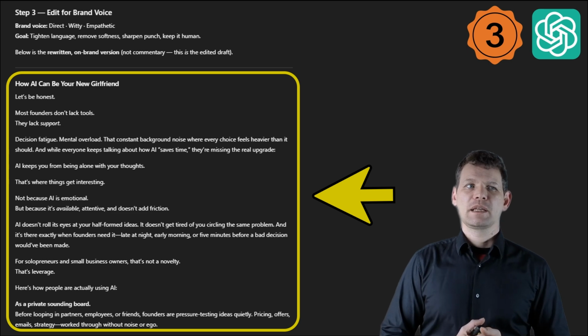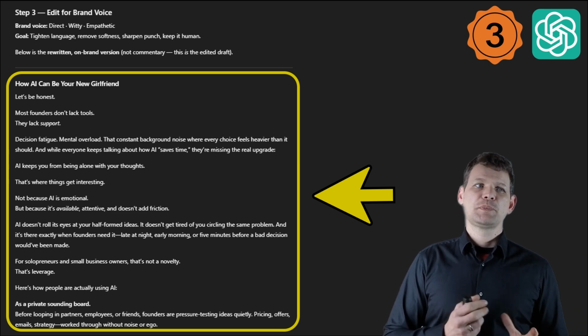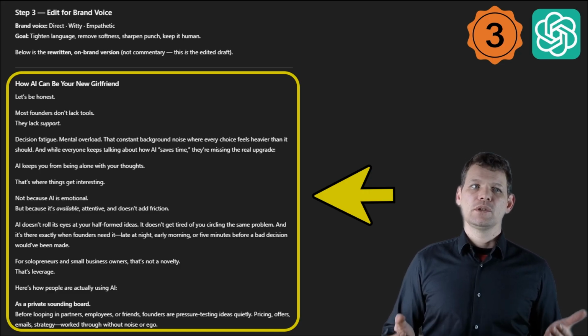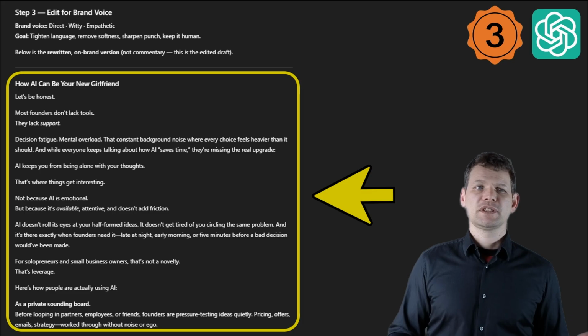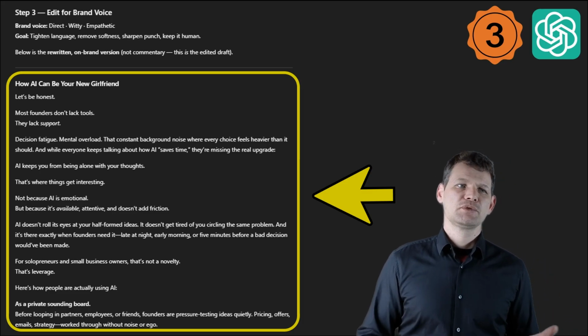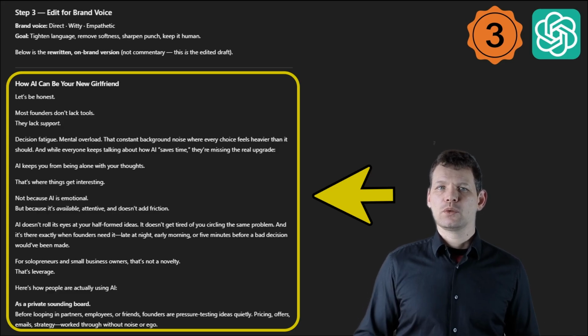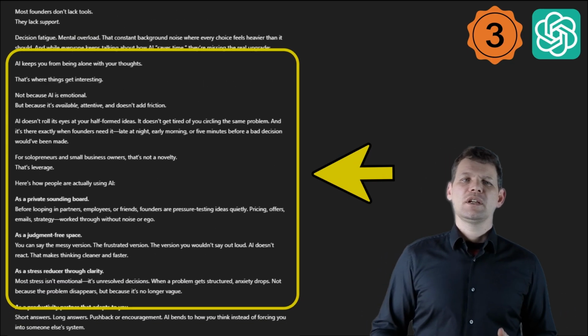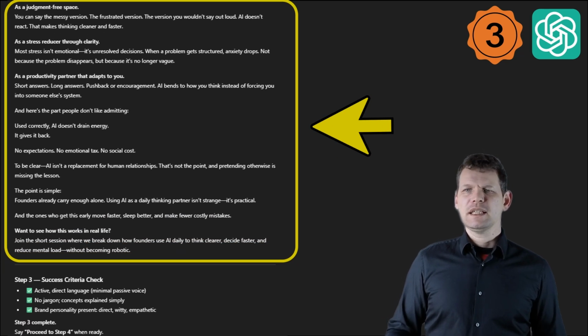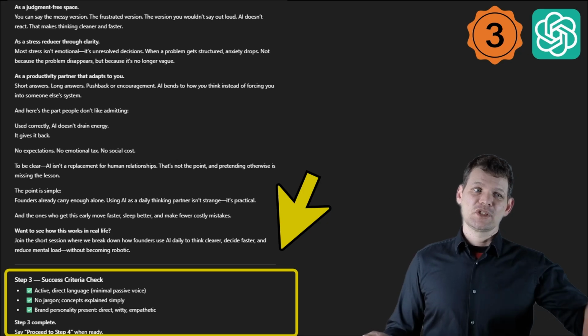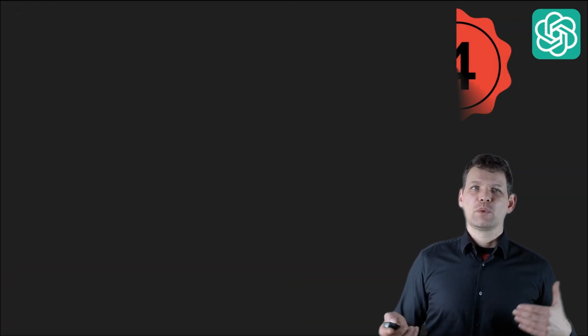It's still about how AI can be your new girlfriend, but it starts: Let's be honest, most founders do not lack tools, they lack support. Decision fatigue, mental overload, that constant background noise where every choice feels heavier than it should. And while everyone keeps talking about how AI saves time, they're missing the real upgrade. AI keeps you from being alone with your thoughts. That's where things get interesting. Not because AI is emotional, but because it's available, attentive, and doesn't add friction. So it's not really what I wanted at the beginning, but I kind of like it. I think it's kind of cool, but now something is wrong with the title. The success criteria here are fulfilled, and we can go to step 4.